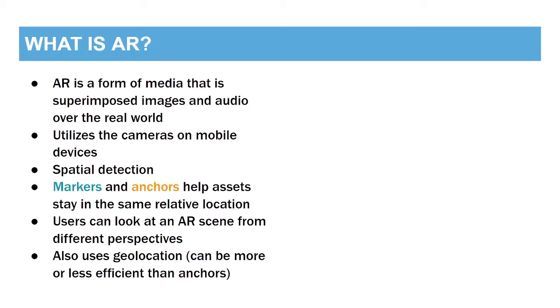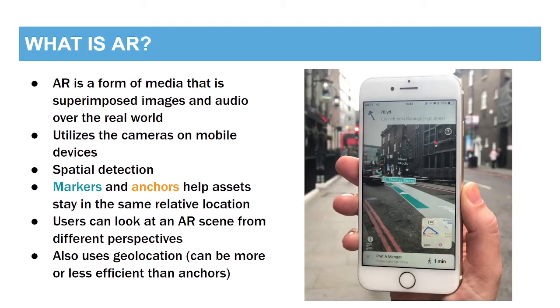AR also utilizes geolocation in some applications, and this can be more or less efficient depending on your device than the typical anchor and marker-based AR technology. If your device's GPS doesn't work very well, or it's just a little bit off, sometimes geolocation AR apps can just be slightly off as well. That's why markers tend to be a little bit better and a little bit more reliable.